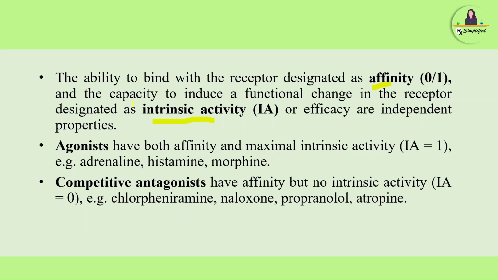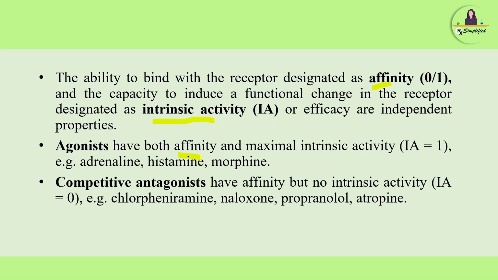What is the modified definition of agonist? Agonists have both affinity and maximal intrinsic activity. Examples: adrenaline, histamine, morphine. Adrenaline is an agonist of alpha and beta receptors. Morphine acts on the opium receptor and histamine binds to the histamine receptor.